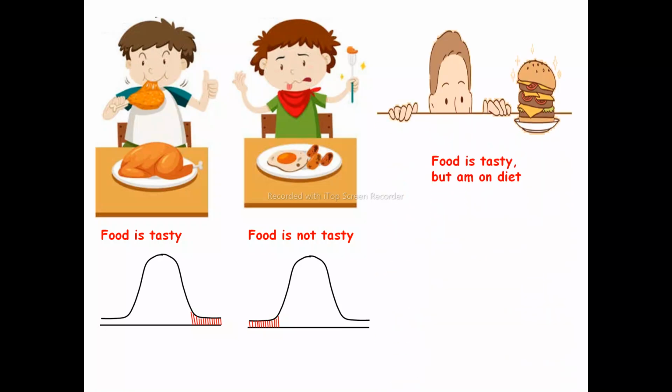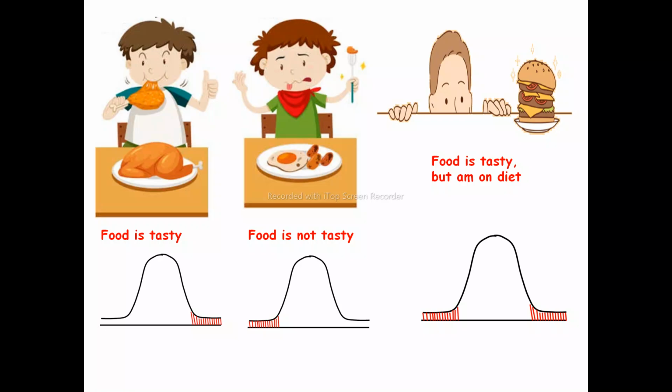Suppose this person feels that the food is very tasty but he is on a diet, so he may eat or he may not eat. We cannot predict. He may not eat because he is on a diet, but he may eat because the food is very tasty. So we cannot say exactly what he may do. He may eat or he may not eat. Either will be the prediction. So the alpha value will be on both sides, and here we'll have a two-tailed test.